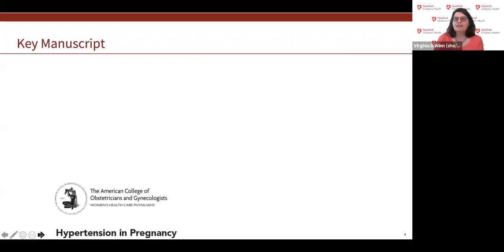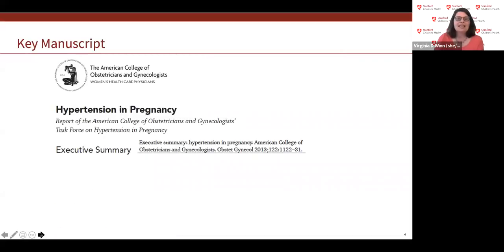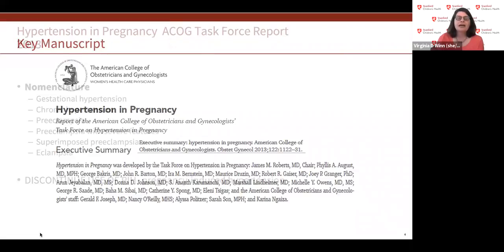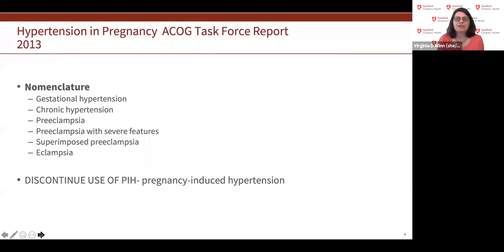To get everybody on the same page, I wanted to review this key manuscript where the diagnosis and nomenclature was clarified in 2013 by the task force from ACOG. We're no longer using, and again emphasizing not using, pregnancy-induced hypertension as a nomenclature. The hypertensive diseases of pregnancy are categorized in one of the following: gestational hypertension, chronic hypertension, preeclampsia, preeclampsia with severe features, superimposed preeclampsia, and eclampsia.